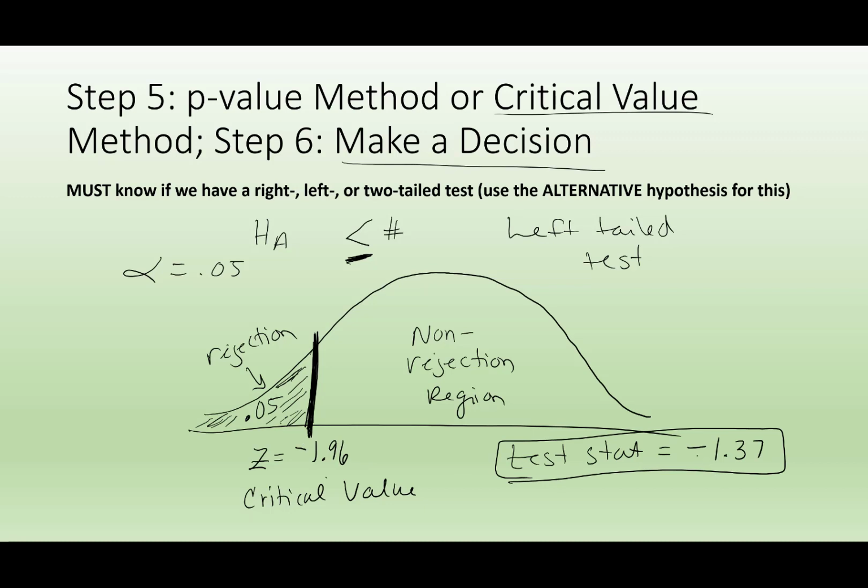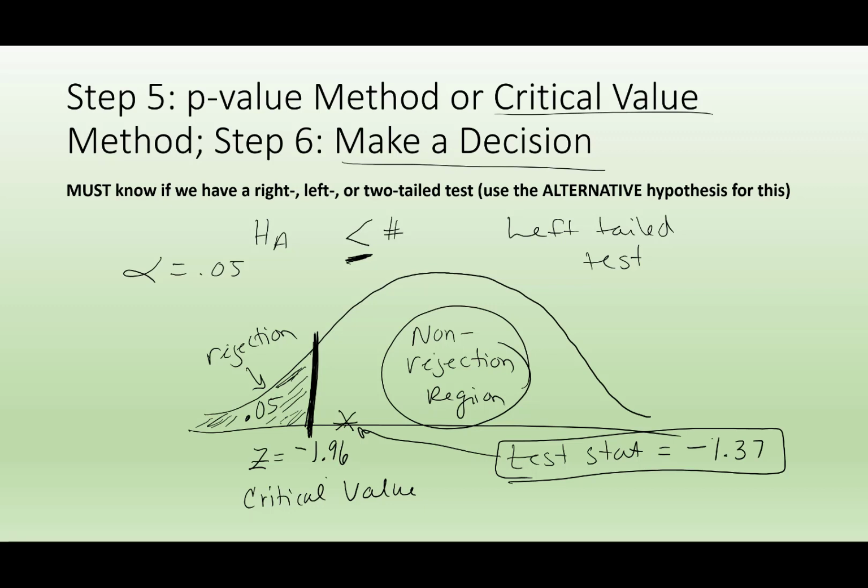So a test statistic of negative 1.37 would land somewhere over here. And what we do then is we look at, did it fall in the rejection region or did it fall in the non-rejection region? So in this case, it fell in the non-rejection region, which means that we would not be able to reject our null hypothesis.